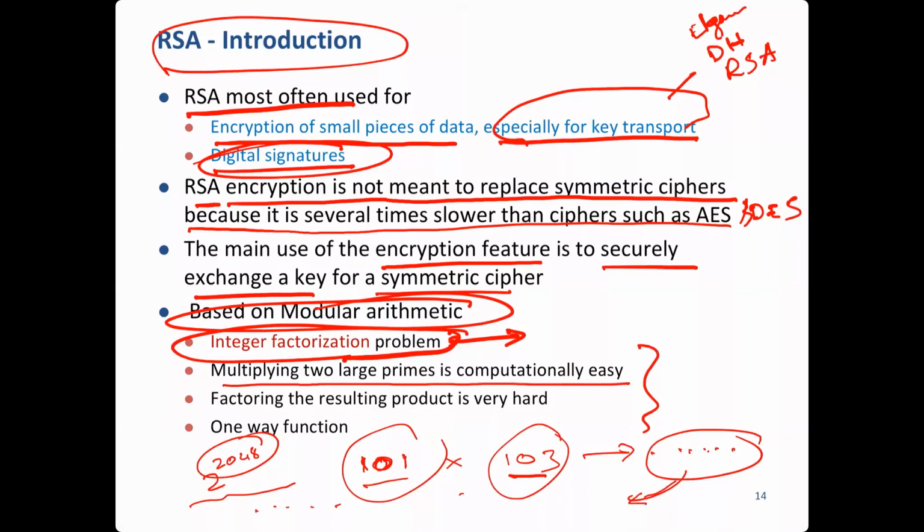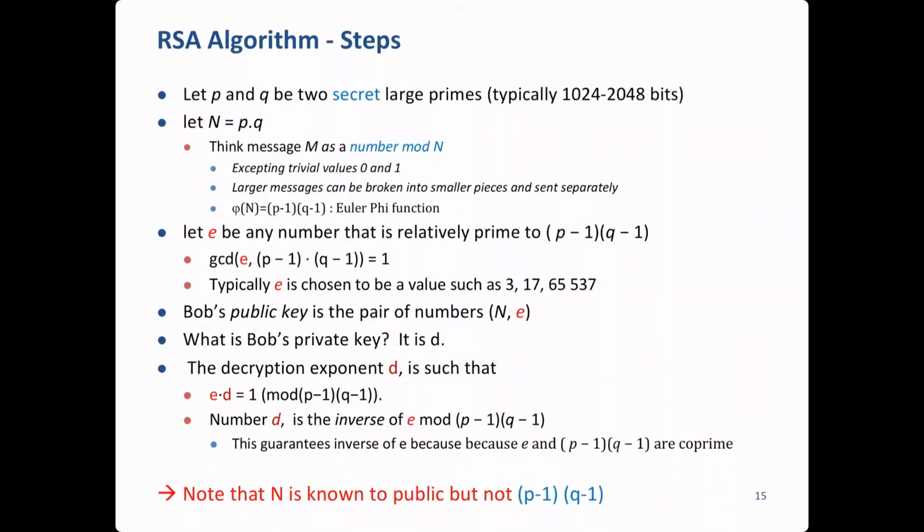It's not just one such combination you will get, but millions of combinations, right? So it's very difficult to find out the factors. So that's the trick that's being used. Doing multiplication is easy, but from the answer, getting back to the factors is hard. Okay, now let's look at the algorithm.